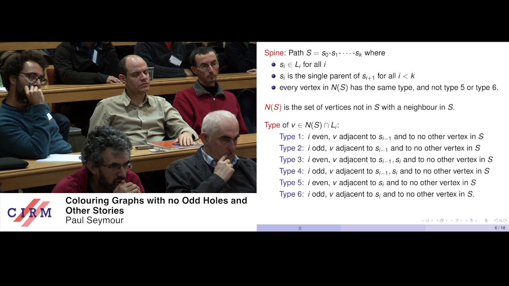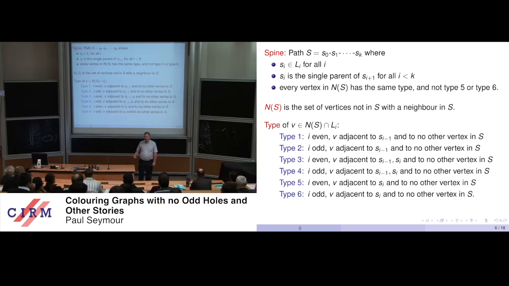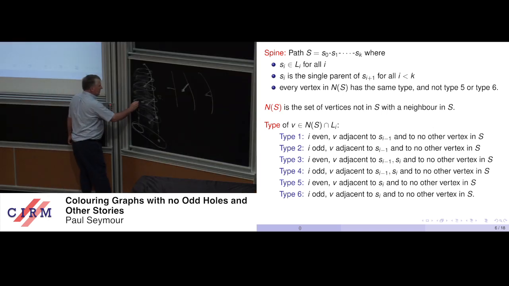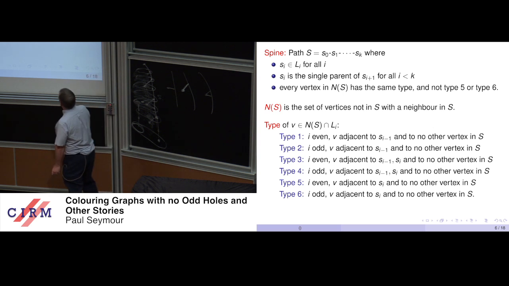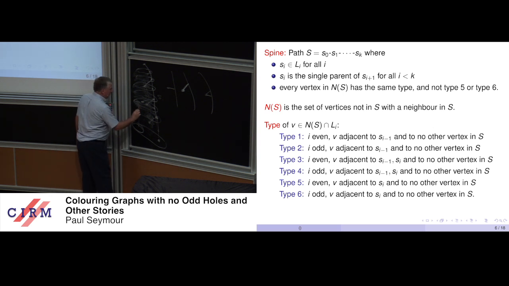For every vertex in the bottom, chase it upwards until the first time it has a neighbor in the spine. And look at the type of the vertex you get. So let's look at the vertices. The first vertex they hit is of this type. Is that type one? Probably not. Yes, maybe it's type one. So look at the vertices such that the first vertex they hit is of type one.